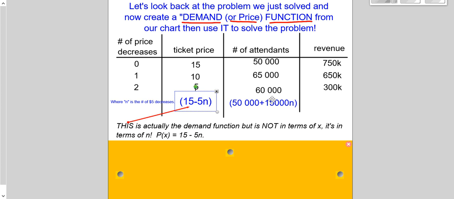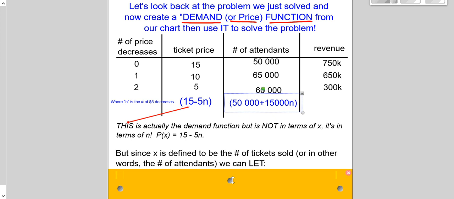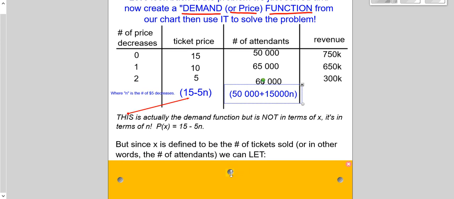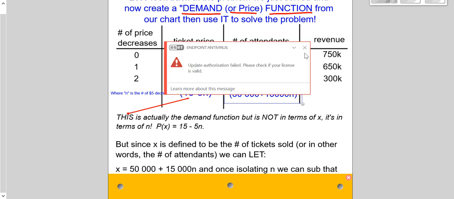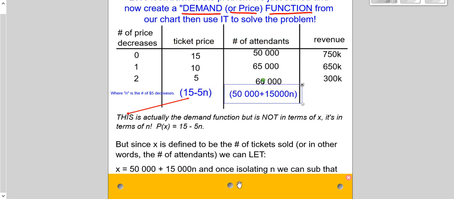And if we look over here in this column, this expression is an actual equation, that expression that represents the number of attendance, which is essentially the number of tickets that were sold, were they not? Right? So X is defined to be the number of tickets sold. So we can actually let this expression right here, the second bracket we had, be the X that we want here.